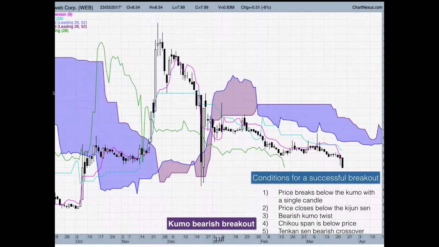Now we have a bearish breakout for the Kumo. These are the conditions for a successful bearish breakout. So when we say successful bearish breakout, prices trended strongly downward. This will work well for traders who are able to trade downtrending markets or who are able to short the market, which is not available in PSE right now.